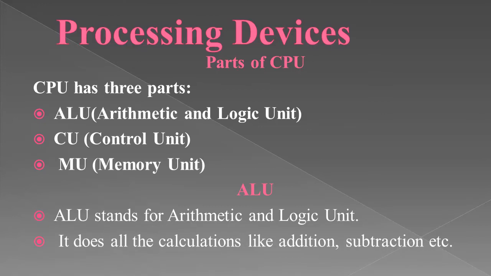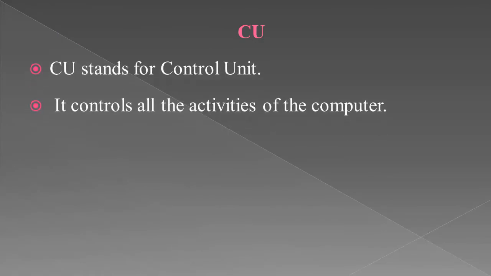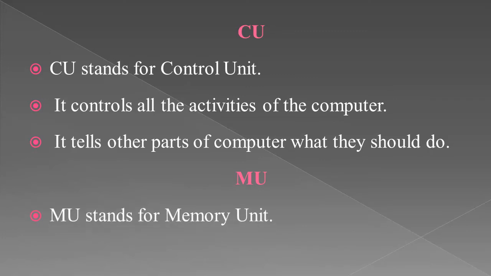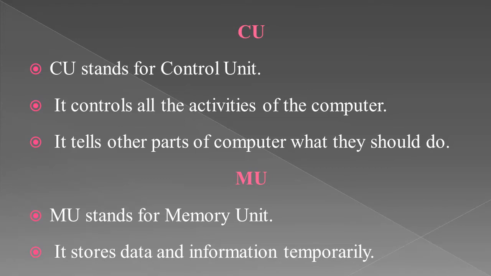First of all, let me tell you about ALU, Arithmetic and Logic Unit. ALU stands for Arithmetic and Logic Unit. It does all the calculation like addition, subtraction, etc. Next one is CU. CU stands for Control Unit. It controls all the activities of the computer. It tells other parts of the computer what they should do. Move to the next one, which is MU. MU stands for Memory Unit. It stores data and information temporarily.